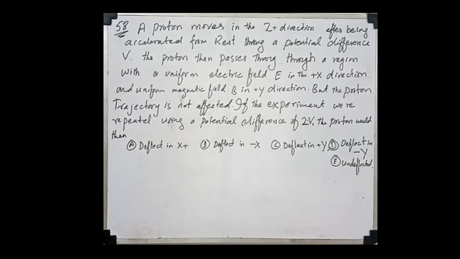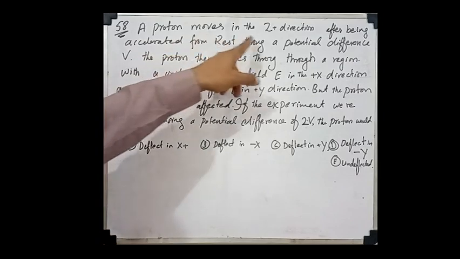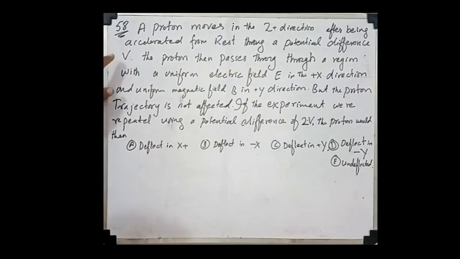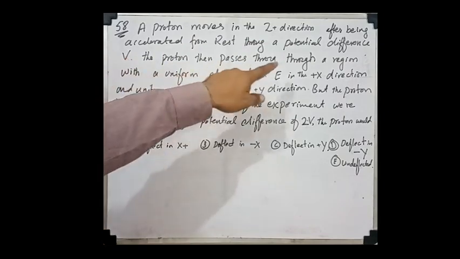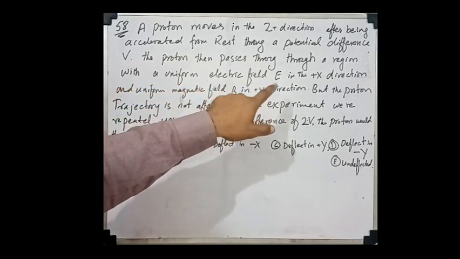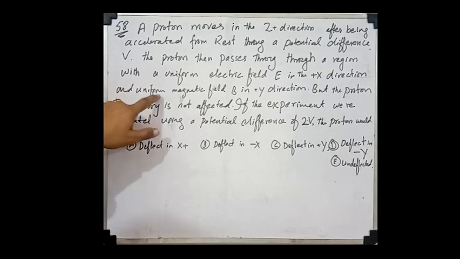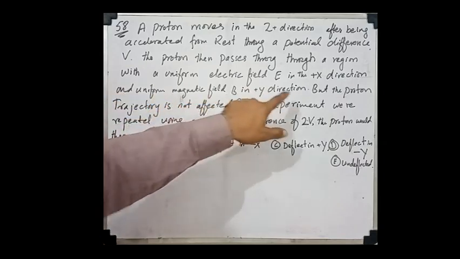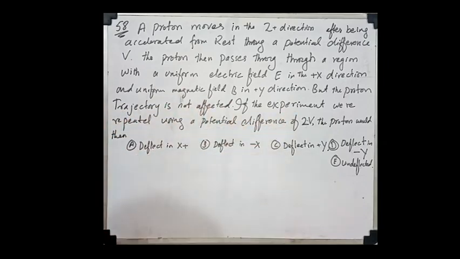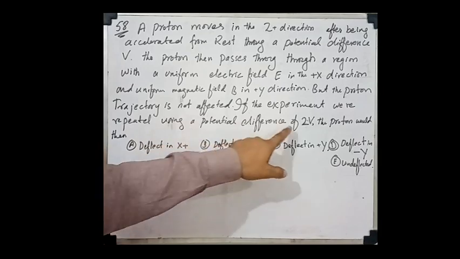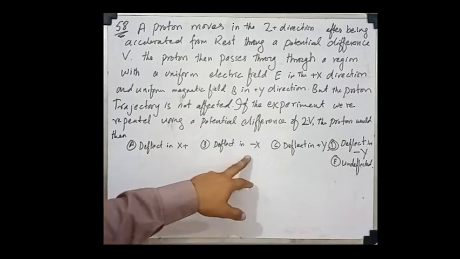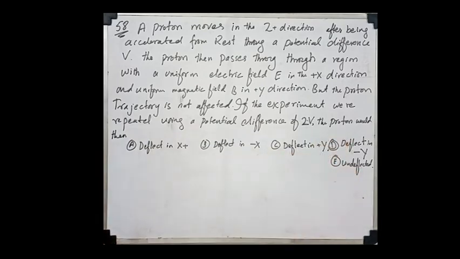So the next problem is 58. A proton moves in the plus z direction after being accelerated from rest through a potential difference of V. The proton then passes through a region with a uniform electric field E in the plus x direction and a uniform magnetic field B in the plus y direction, but the proton's trajectory is not affected. If the experiment were repeated using a potential difference of 2V, would the proton then deflect in the plus x direction, minus x, plus y, minus y, or remain undeflected?